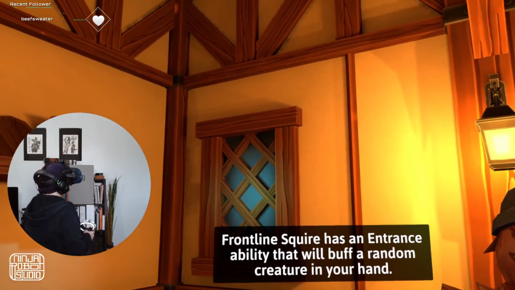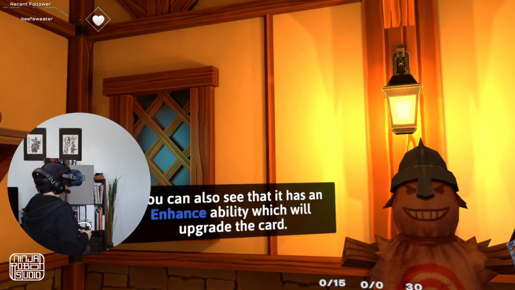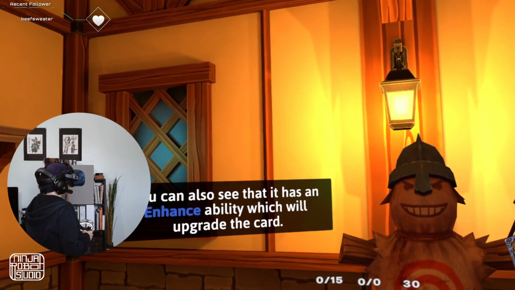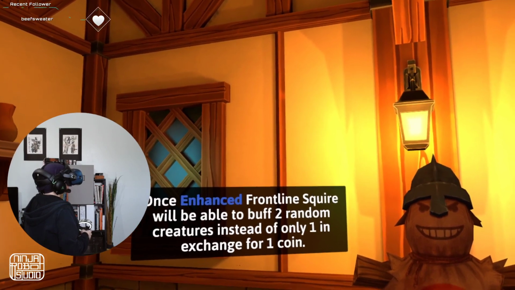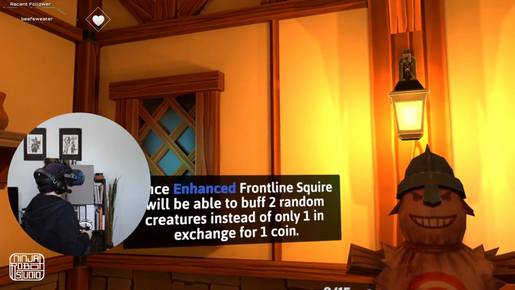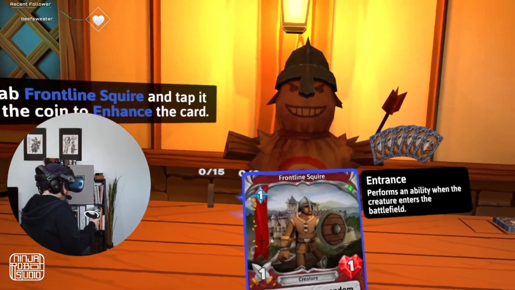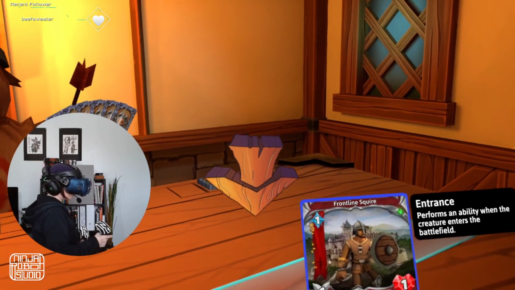Frontline Squire has an entrance ability that will buff a random creature in your hand. You can also see that it has an enhance ability which will upgrade the card. Once enhanced, Frontline Squire will be able to buff 2 random creatures instead of only 1 in exchange for 1 coin. Grab Frontline Squire and tap it to the coin to enhance the card.